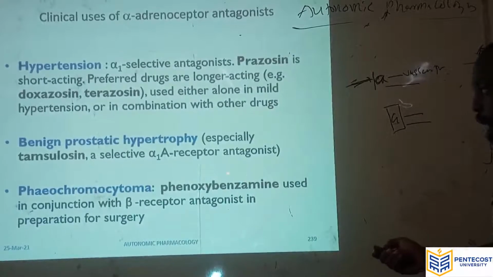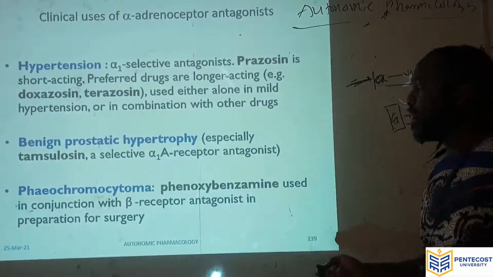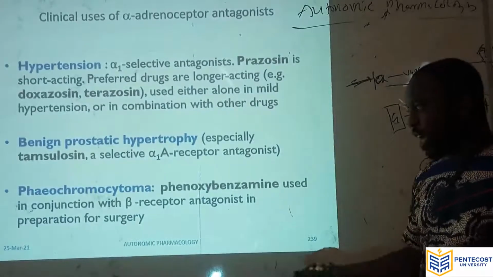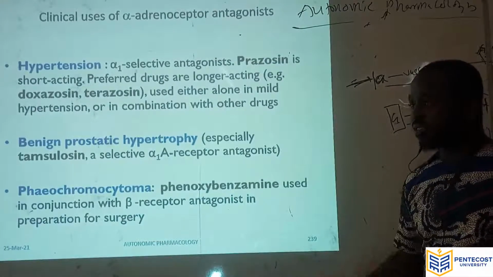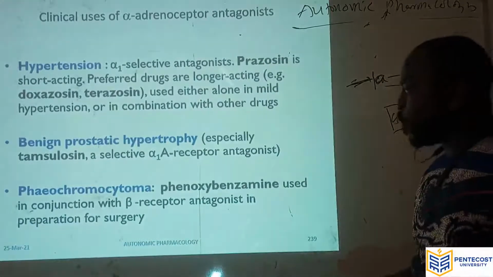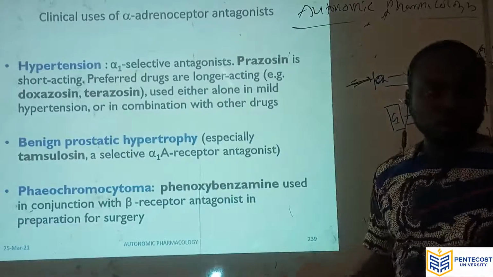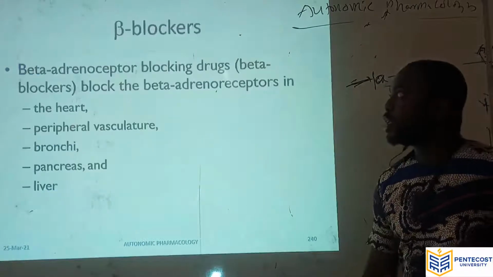We use this drug to manage what we call pheochromocytoma. Pheochromocytoma is a tumor in the adrenal gland that causes the adrenal gland to secrete a lot of adrenaline. And we know the effect of adrenaline. It is going to cause vasoconstriction, and it can also increase your heart rate.